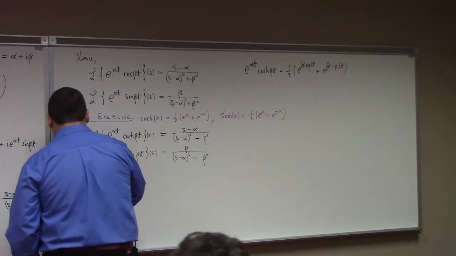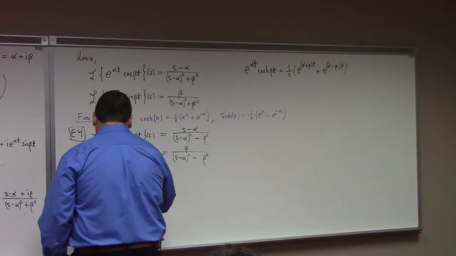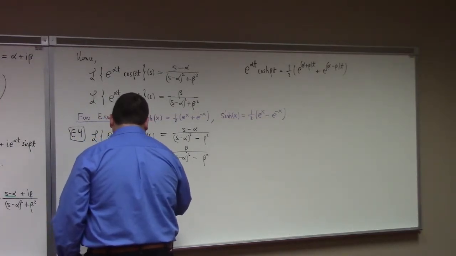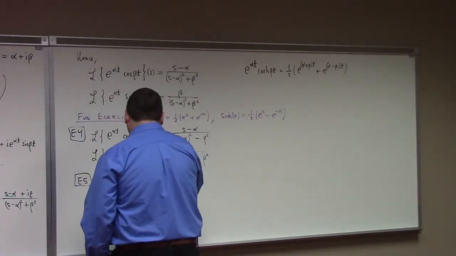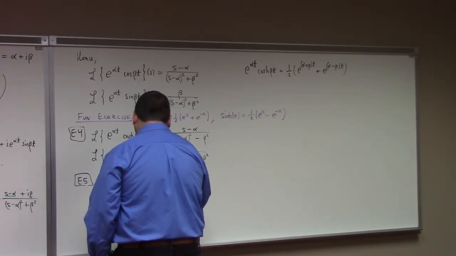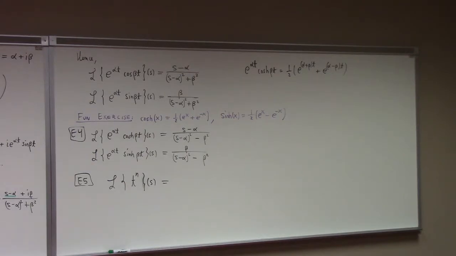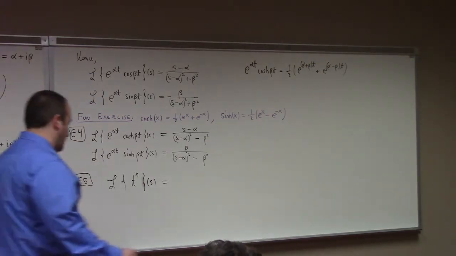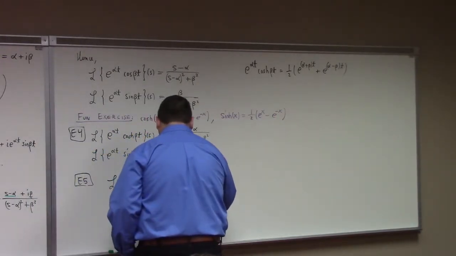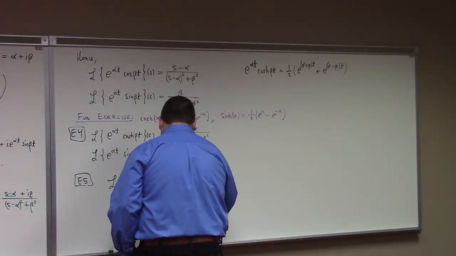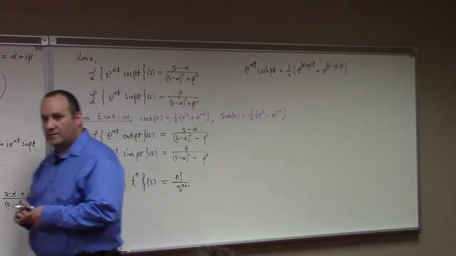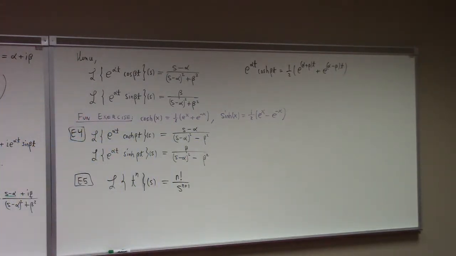This is example 5. The Laplace transform of t to the n times e to the, well, forget about e to the at. What's the Laplace transform of t to the n? It works out to n factorial over s to the n plus 1. So this is how the Laplace transform of a polynomial goes.